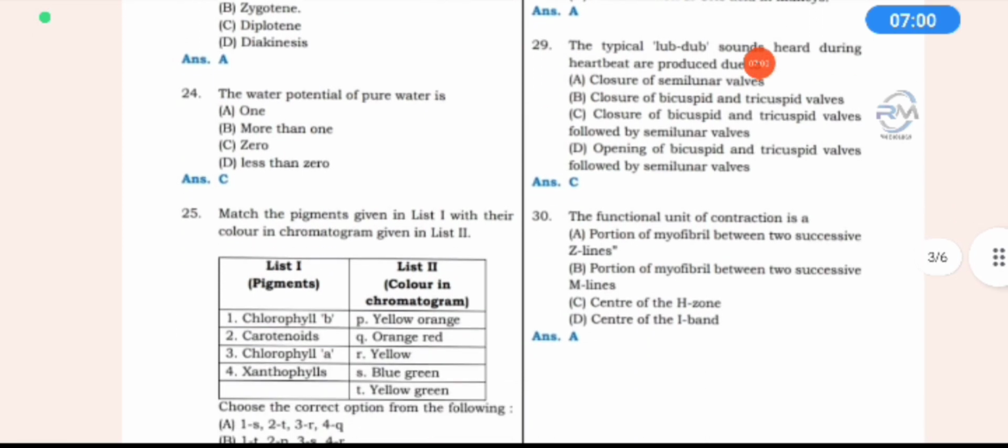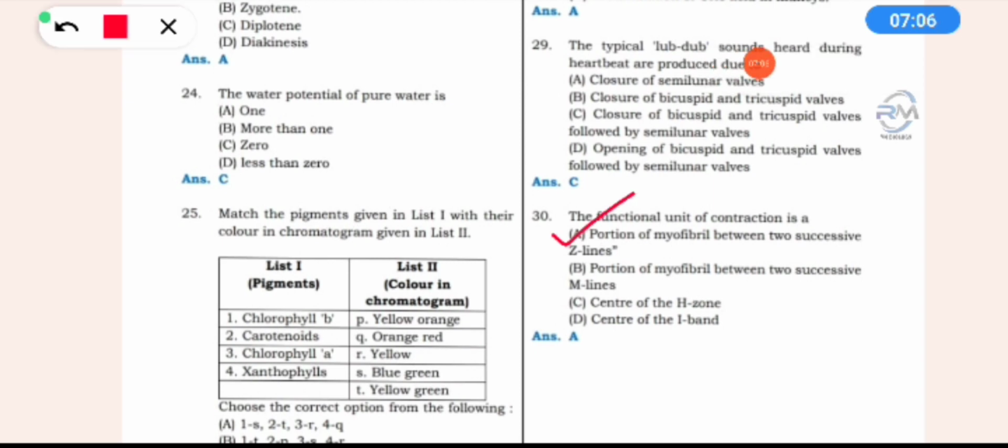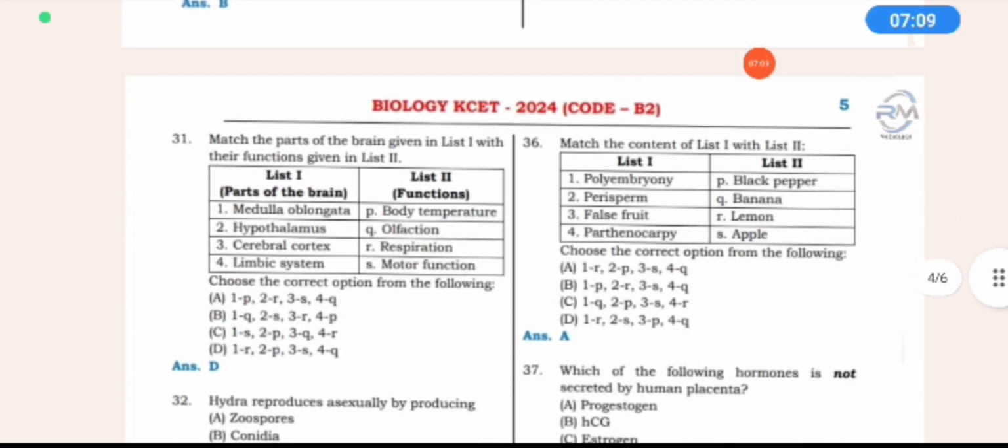The functional unit of contraction is a portion of myofibril between two successive Z line. Then one more match column. Match the parts of brain given in list 1 with their function given in list 2. Medulla oblongata related to respiration. Hypothalamus related to body temperature. Cerebral cortex related to motor function. Limbic system related to olfaction. So option D is correct.